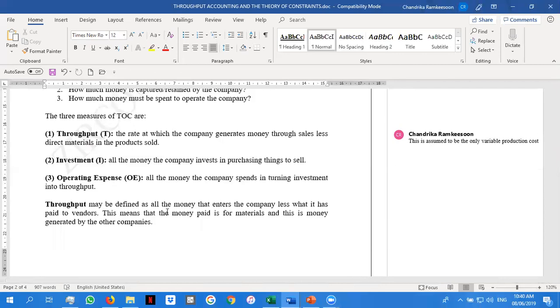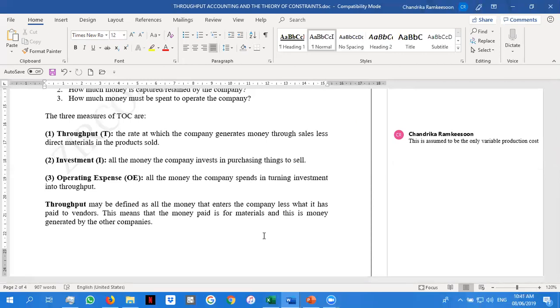Okay. Now that's the same thing being stated here. All the money that enters the company will be through sales less what it has paid to vendors, that would obviously be the vendors of the materials. So it's really the same thing as up here, but just stated in a slightly different way. This means that the money paid is for materials, and this is money generated by other companies, the companies from whom the materials were bought. So again, the concept: sales less material costs, revenue less material cost, equals throughput.